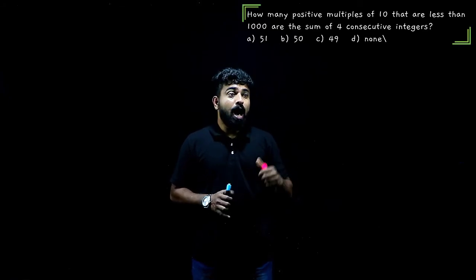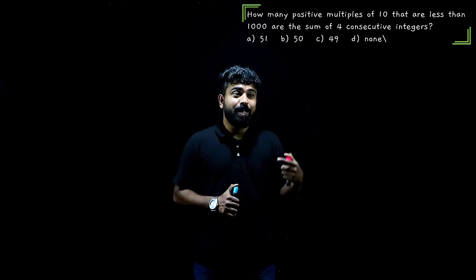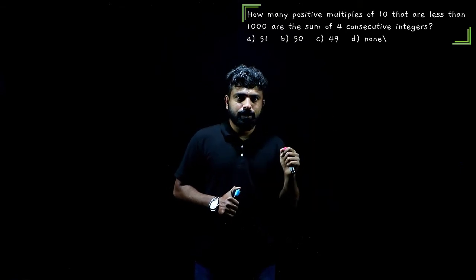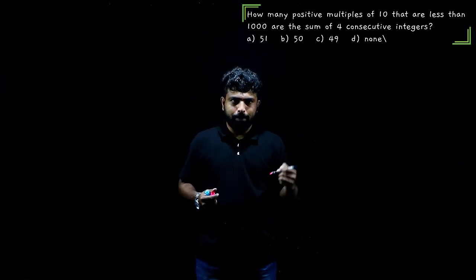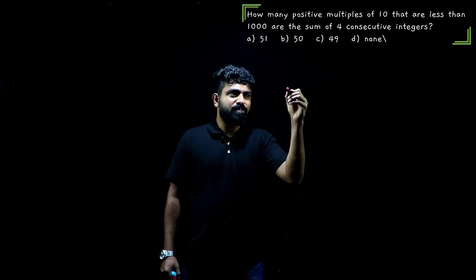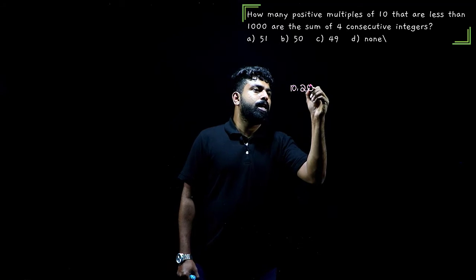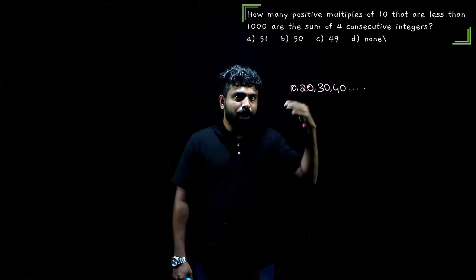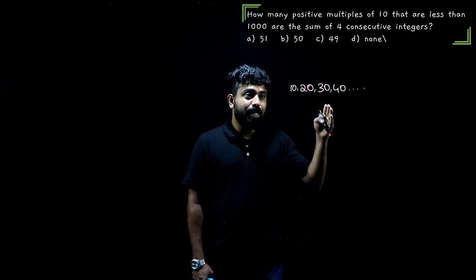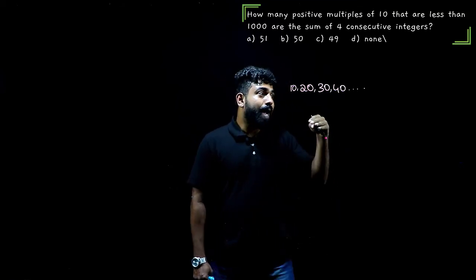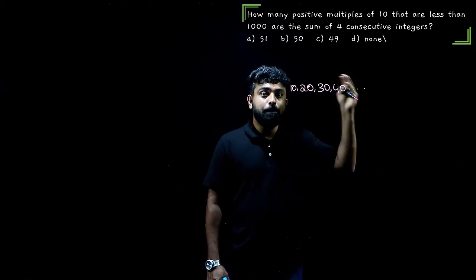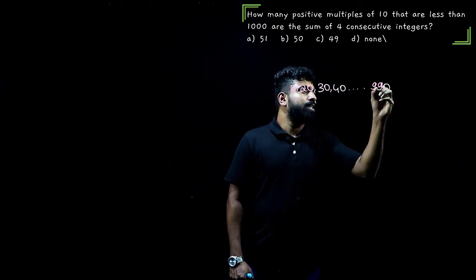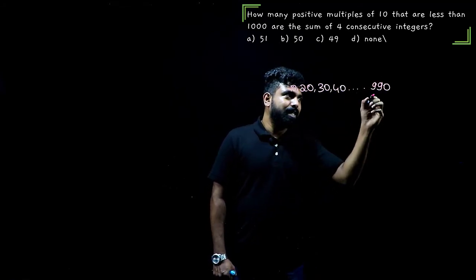What does it tell? How many positive multiples of 10 that are less than 10,000 are the sum of 4 consecutive integers? They're telling that we need multiples of 10. What are the multiples of 10? The multiples of 10 are 10, 20, 30, 40 and so on. But till where do we need? We need multiples of 10 that are less than 10,000. Which is the maximum multiple which is less than 10,000? The maximum multiple of 10 which is less than 10,000 is nothing but 9990 here.